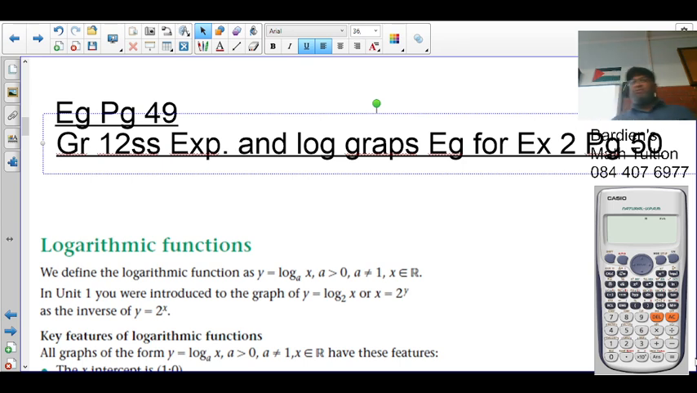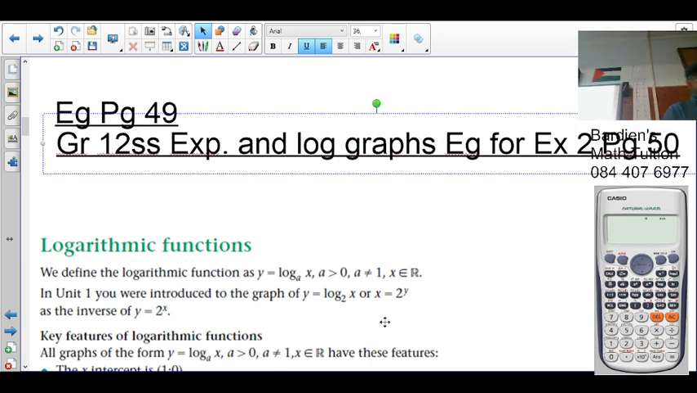So that said, let me just get my charger. So today we're looking at the examples, supposed to be log graphs. So we're looking at the examples for exercise 4.